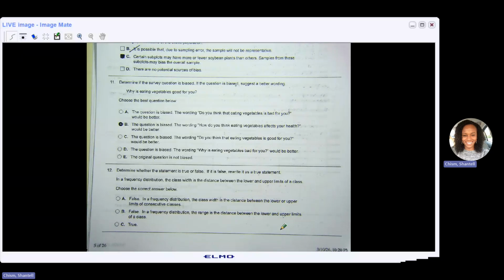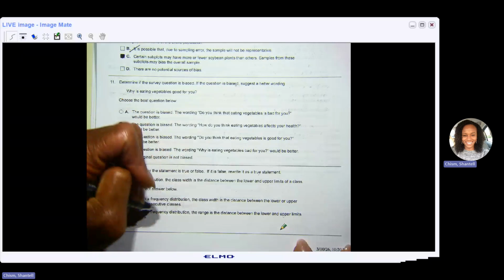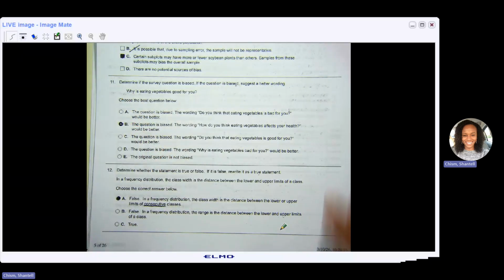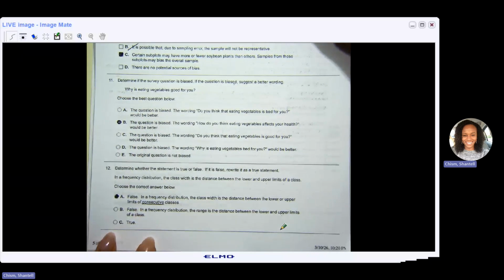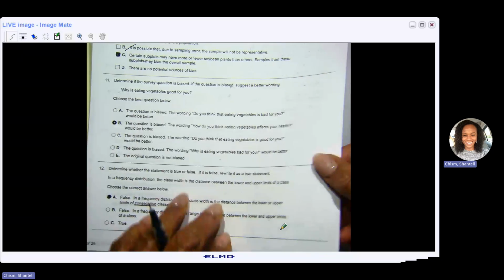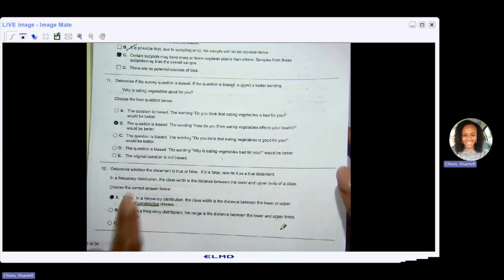So that is false, and instead we are going to select A here. In a frequency distribution, the class width is the distance between the lower or upper limits of consecutive classes. Okay. And I'm sure we're going to have to do a frequency distribution in just a second anyway. So we're in 1.2 now with that first question. The first 11 questions were pertaining to 1.1.